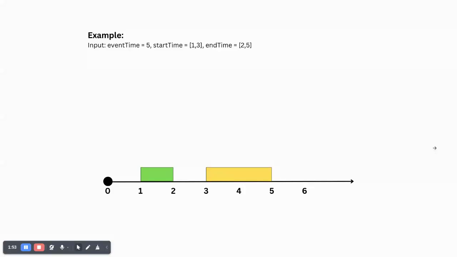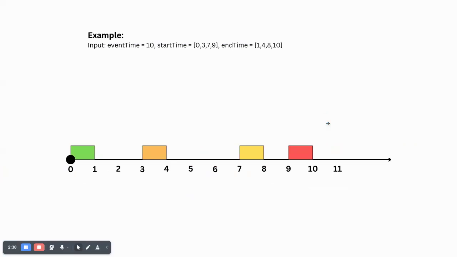We have event time 5 and we have two meetings. The first meeting starts at 1 and ends at 2. The second one starts at 3 and ends at 5. The interval of our meetings should fall between 0 and 5, and we can move this meeting to the right, and that would give us two free space. The maximum free time we can get in this problem is 2 units.